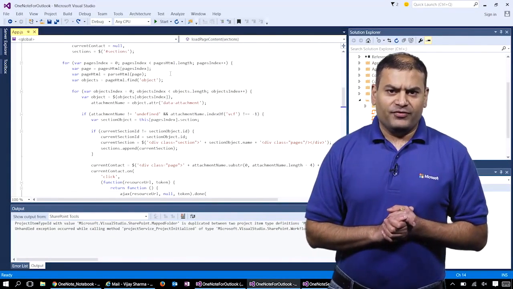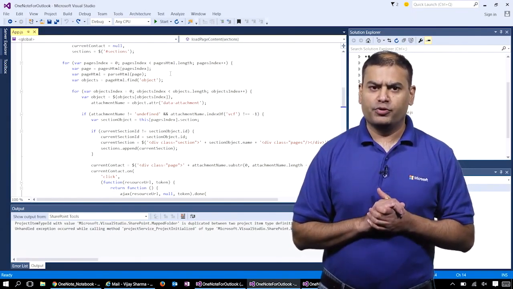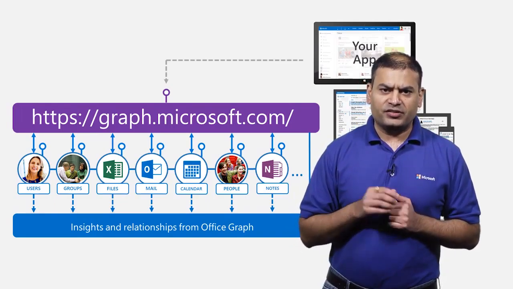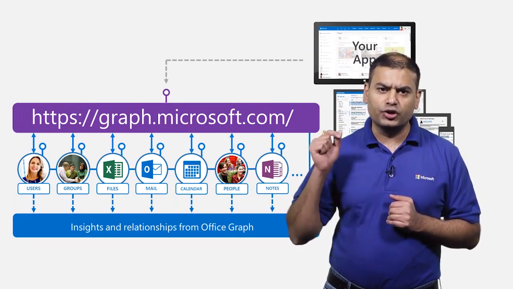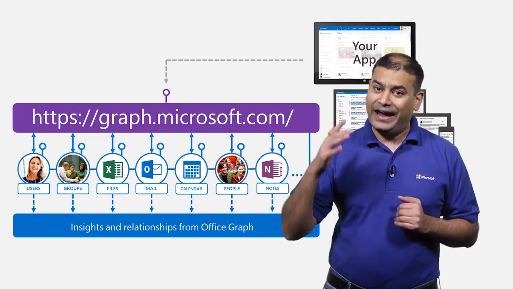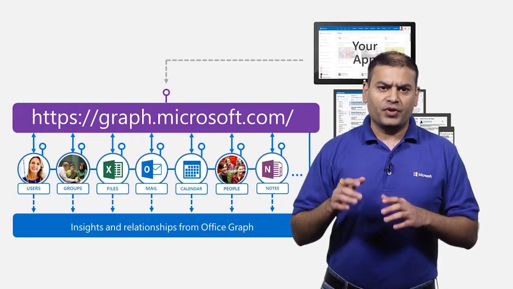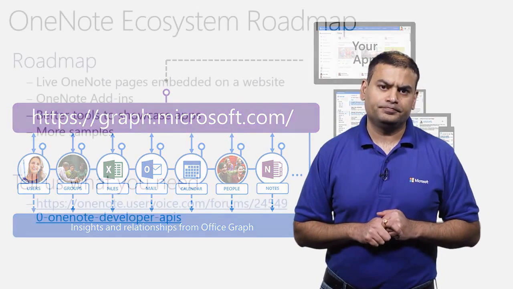Now in our demo, we use the OneNote REST API endpoint to perform operations on notebooks. You can also use a converged endpoint at graph.microsoft.com to access OneNote notebooks. Microsoft Graph is a single converged endpoint to access information about users, groups, files, messages, calendar, contacts, tasks, and notes, all under the same roof. Now the Graph APIs for OneNote are currently in preview and should be available next year.